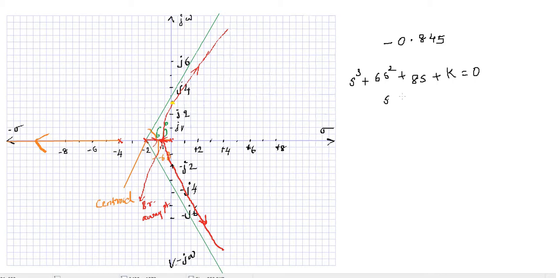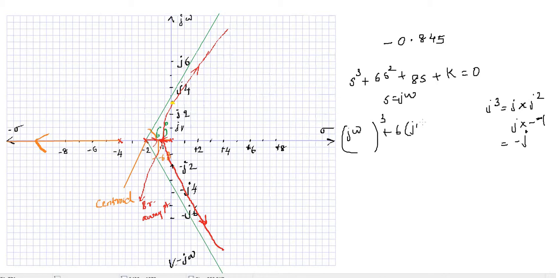Now substitute s is equal to j omega. So what will happen? J cube. What is j cube? We can write j cube as j into j square. We know that j square is equal to minus 1, so it will be j into minus 1, that is minus j. So j cube is minus j. So substitute s is equal to j omega here. So when you substitute, j omega all cube plus 6 into j omega square plus 8 j omega plus k equal to 0.